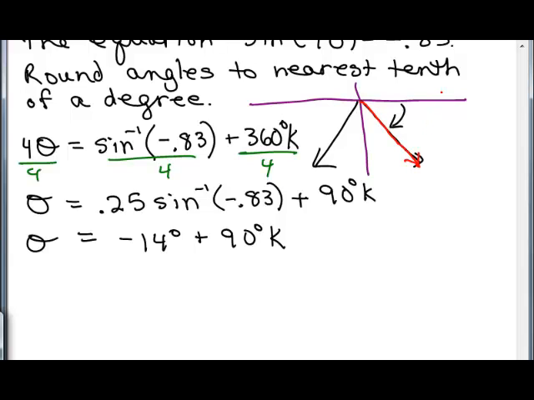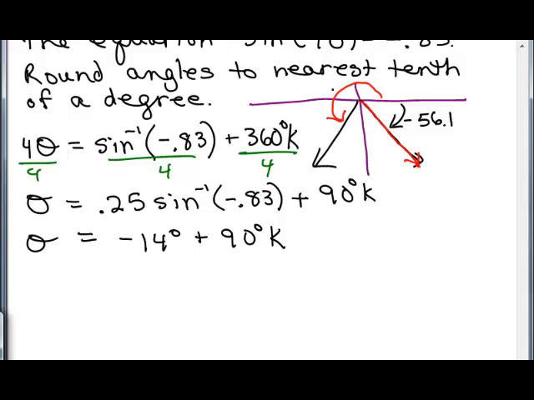So we now have to figure out how we would get this angle right here. Well, we need to know what this angle is right here, which is not the negative 14 degrees. So in other words, this angle right here was the inverse sine of negative 0.83. So what you could do is go in your calculator again, and now just put in negative 0.83. And this value here is actually negative 56.098, so it's negative 56.1 if you happen to round it.